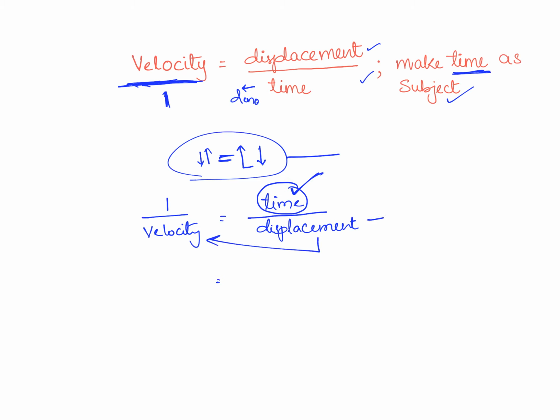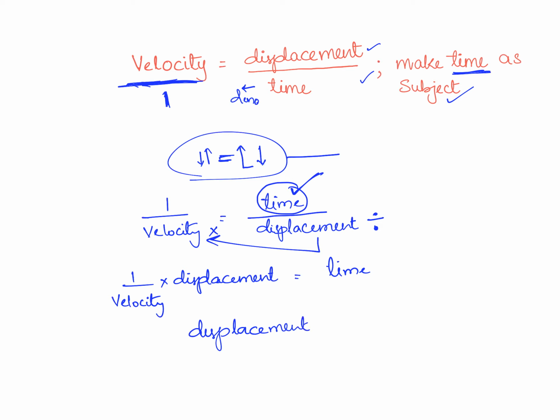What is displacement doing here? It is dividing. Here it gets multiplied to this. So 1 by velocity multiplied by displacement gives time. Now 1 into displacement is displacement. 1 into anything is anything, right? 1 into 10, 10. 1 into 15, 15. So 1 into displacement is displacement. Displacement by, we have velocity here, right, equals to time. So time is made as subject of the formula over here.